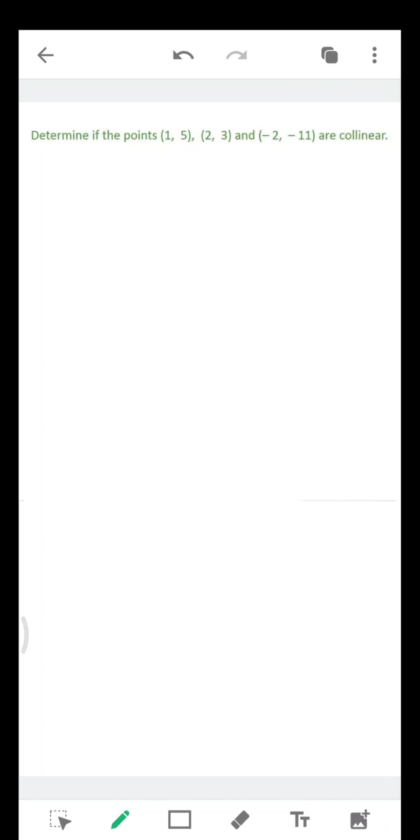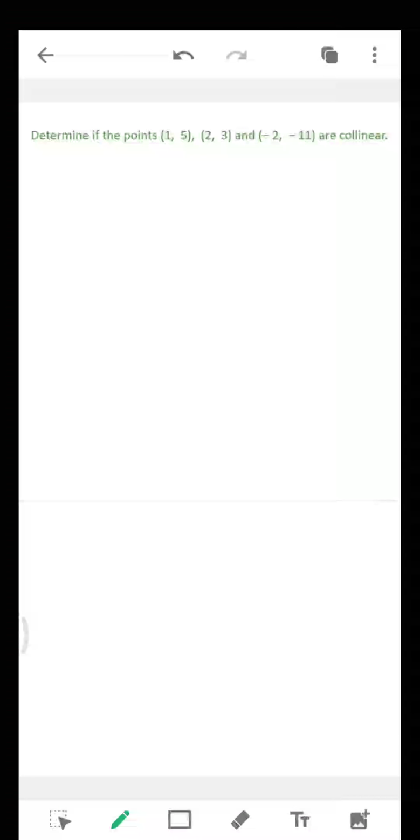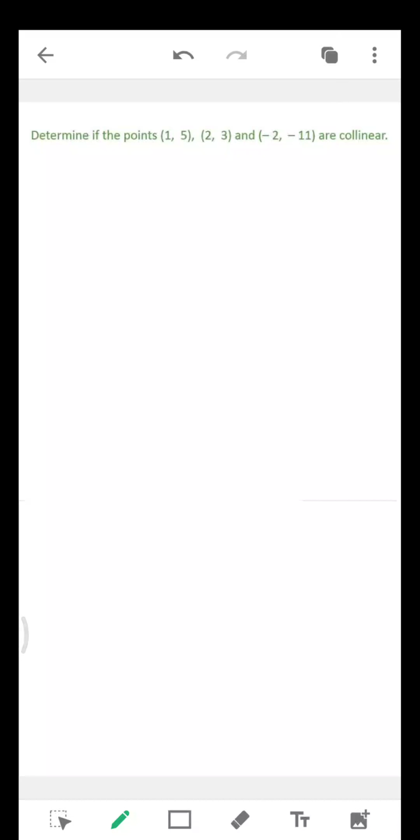So here they are asking you to determine if the points are collinear without drawing the graph. You don't have to draw the graph. If this comes in 1 mark, you can roughly draw a graph and say that they are collinear. That doesn't matter. But if this comes in 3 marks or 4 marks, then you need to solve it by using the formula and prove that they are collinear or they are not. So 3 points are given to you, 1 comma 5, 2 comma 3 and minus 2 comma minus 11. We have to check whether they are collinear or not.